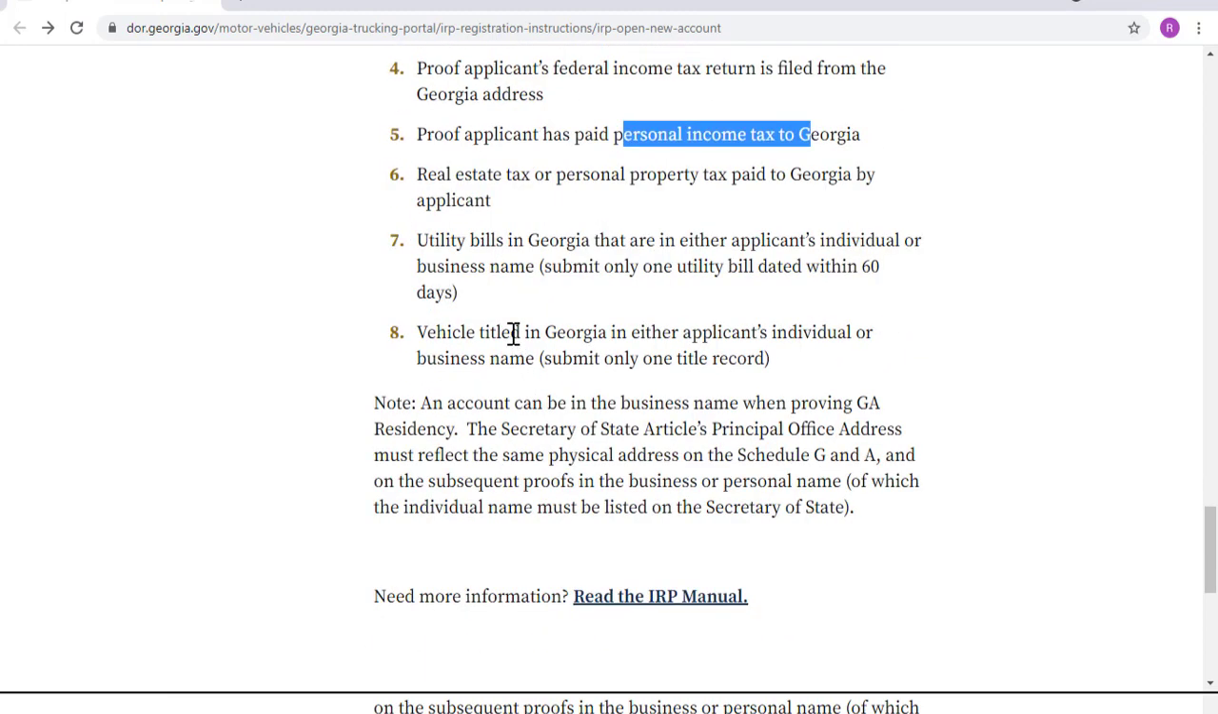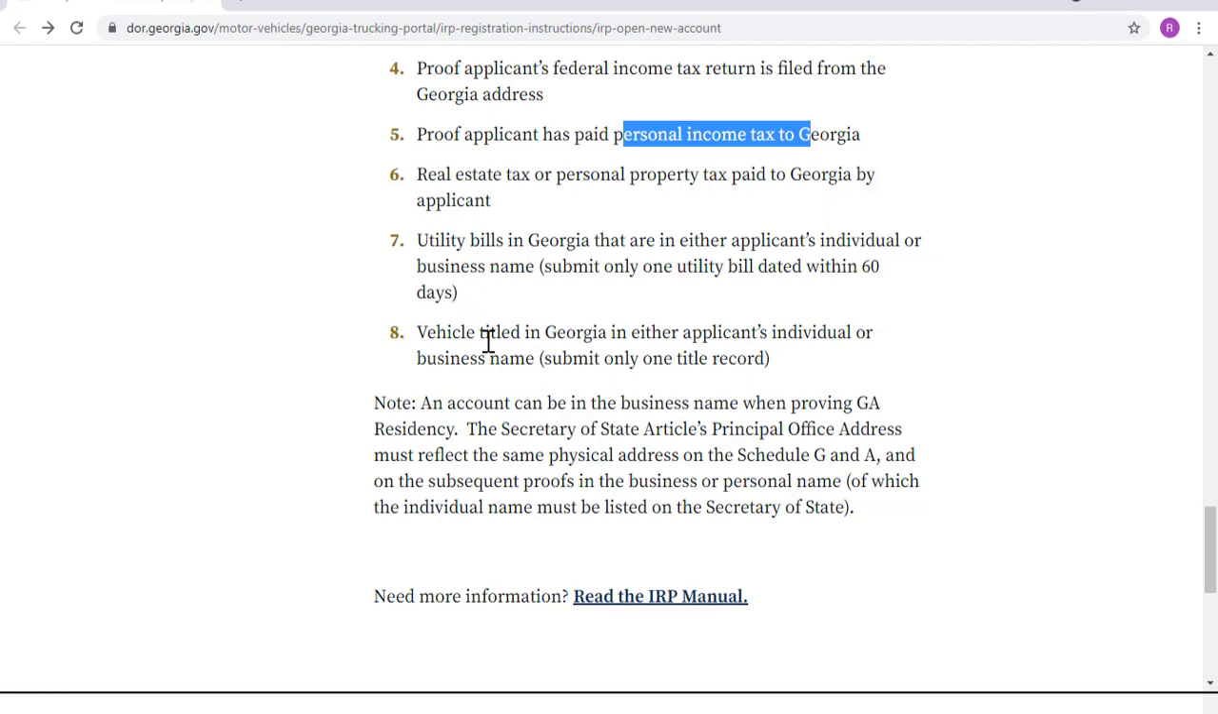Okay, let's move on. Utility bills. Do you have utility bills? Are they in Georgia? Good. Keep going. That are in either the applicant's individual or business name. So here it can be in your name as the applicant or the business name. Okay, and they only need one. Don't submit multiple utility bills. They're only trying to prove that you're a resident of the state, right? So it only takes one utility bill, okay? And within that 60-day frame, you don't need to submit more than one utility bill, okay? They get the point, okay?